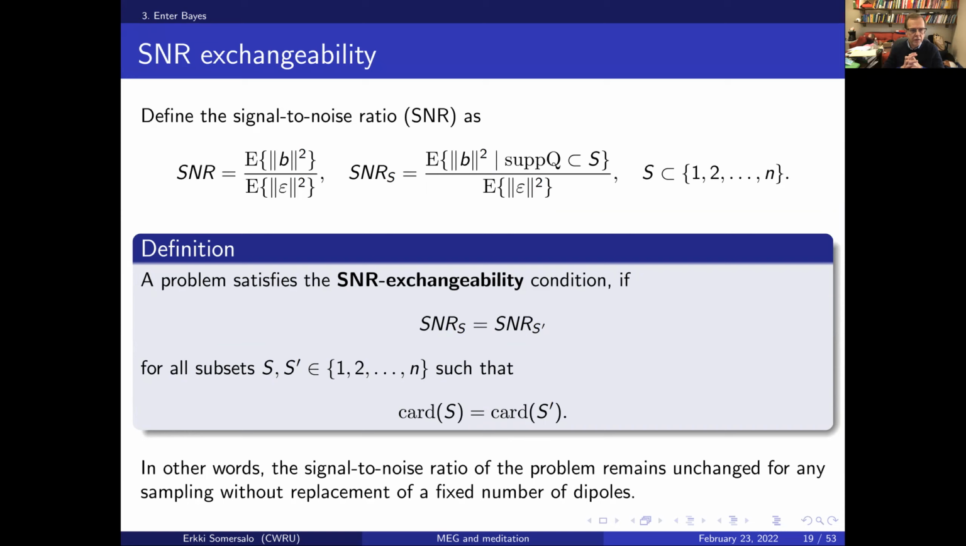So we defined what we now call the signal to noise ratio exchangeability condition, saying that the problem satisfies the signal to noise ratio exchangeability condition if the estimated signal to noise ratio is independent of how you choose the active set. So this looks very natural from the point of view of physiology. We don't want to give any preference to any particular dipoles. So if you say that we have five dipoles which are active, I should be able to interchange those five dipoles and choose them freely. And so we are saying basically here that any sets that have the same cardinality should result in the same estimated signal to noise ratio. So that's our exchangeability condition.